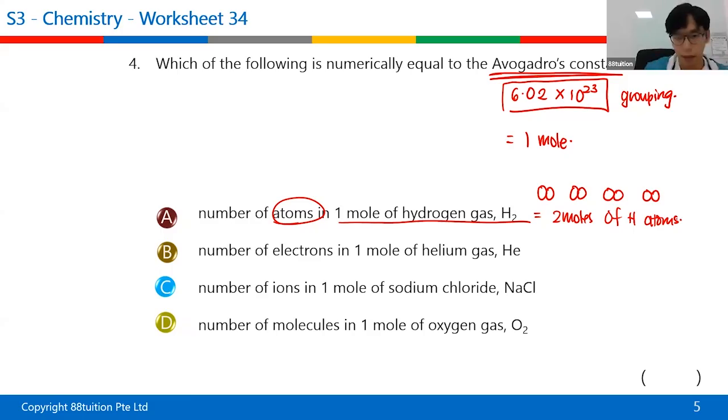It's like saying, for example, you have 5 pairs of red pens, which means you have 10 pens, or 5 pairs of chopsticks means 10 sticks. So the number of atoms is 2 moles, it's not 1.